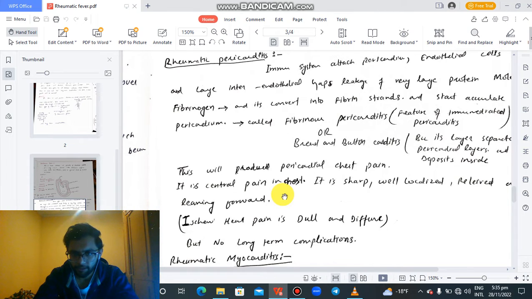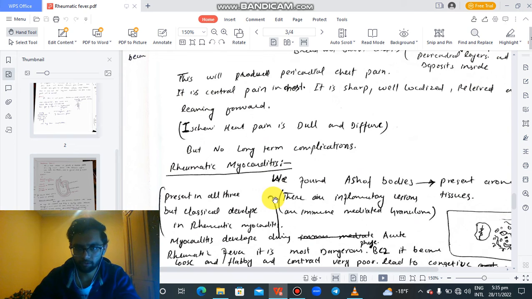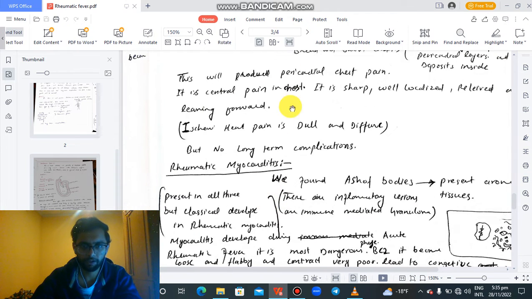It is central pain in the chest. It is sharp, well localized, relieved on leaning forward. When the patient leans forward, the chest pain will decrease. Ischemic heart pain is dull and diffuse, and cannot decrease on leaning forward. So this is only pericarditis pain, which will be relieved on leaning forward, and there is no long-term complication.